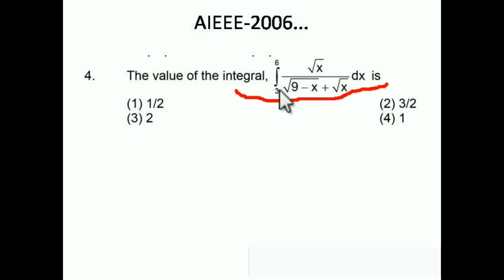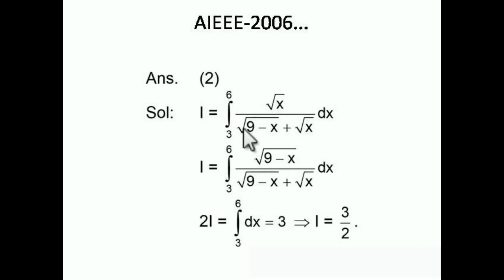Now you say, sir, how can we come to know that we are going to use this particular method? See friends, here it's 9 − x, here it's 6 + 3, that means 9 and minus x. So it made a symmetric form. So I write it down, I = integration from 3 to 6 of √x upon √(9 − x) + √x. Now in place of x, write 6 + 3 − x, that is 9 − x. So it becomes √(9 − x) upon √x + √(9 − x). So this is my equation number 1.